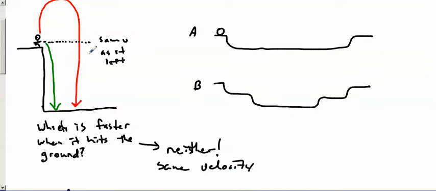Next up, we have two paths. We have a ball here. It's going to go down a little ramp, roll along, and then up a ramp to here. And we've got another ball right here. It's going to go down a ramp, down another ramp, up, and return to the same height. Which gets there faster?